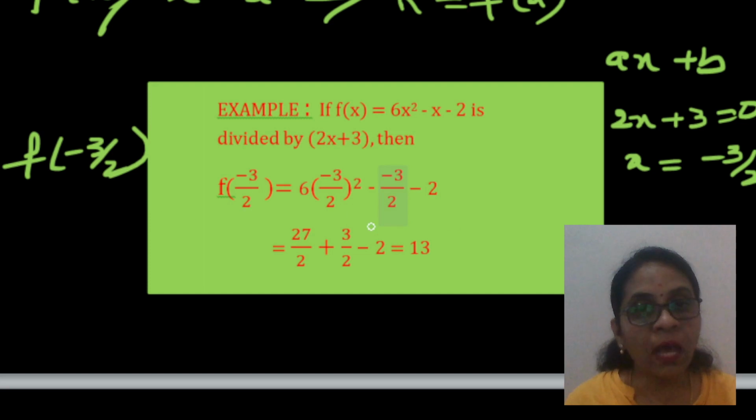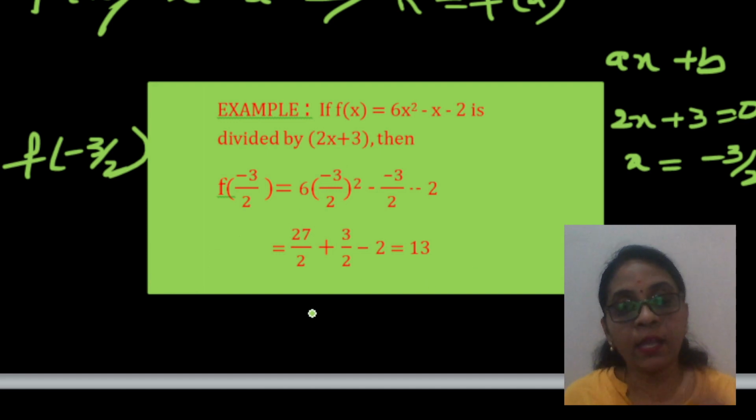So, now if you see 6 into minus 3 by 2 whole square is 6 into 9 by 4. 6 and 4 you cancel, you get 27 by 2, minus of minus 3 by 2 is plus 3 by 2 and minus 2. Always keep brackets, children. I failed to keep a bracket, but you always keep brackets so that you do not make any mistake whatsoever. Now, if you see, here you have 27 by 2 plus 3 by 2 minus 2.